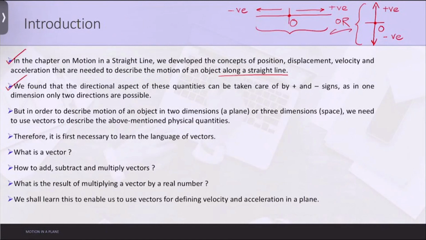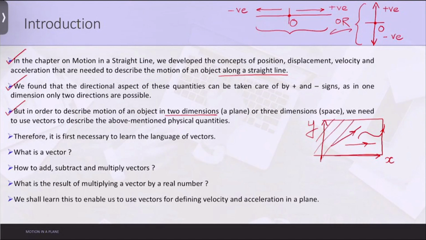But in order to describe motion of an object in two dimensions, what does it mean by two dimensions? Basically, two dimensions means that now the motion of an object is not in a single dimension. It is in two different axes. So it can go in this direction, or in this way, or in this way. Any of this can occur. So this is basically two dimensions happening. Let us assume that this is x and y. So this can be understood as a plane. This is motion in a plane, and that is the name of the chapter.